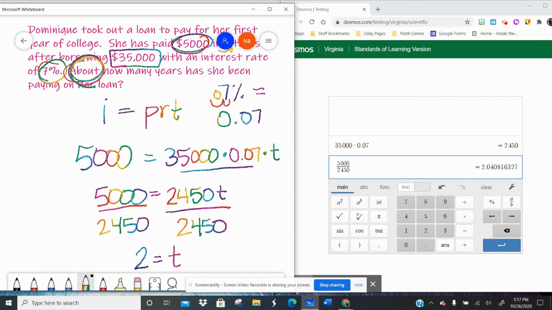Oh my gosh, crazy. All right, guys, let me know if you have any questions on how to complete these complicated simple interest problems.